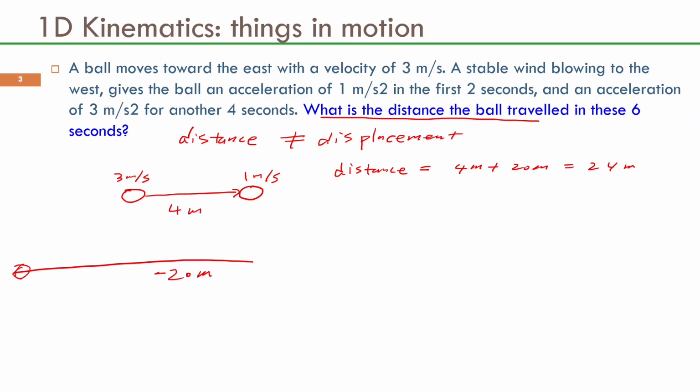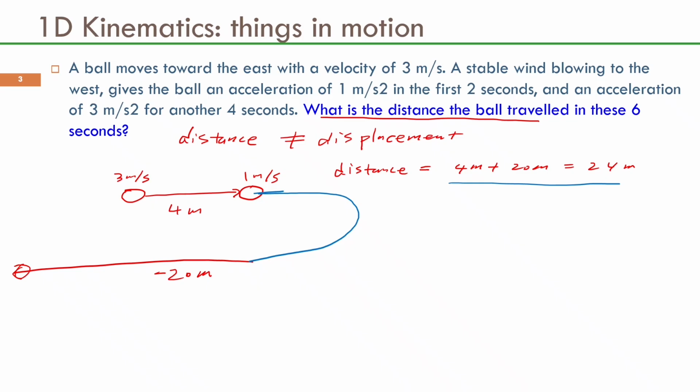Why? Because after 2 seconds, you still have a velocity of 1 meter per second. So the ball will continue to move to the east until it's going to turn back. So the ball actually is going to travel until it turns, then go back, and then travel to the west. So this blue distance is actually ignored in this calculation. So the total distance needs to include this blue distance.